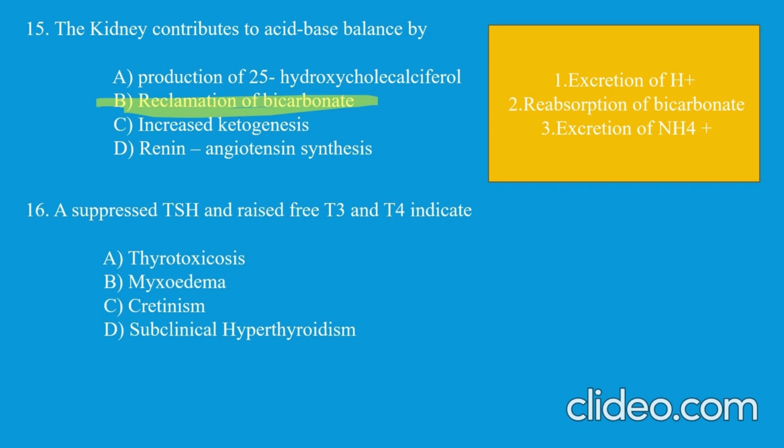Next question is suppressed TSH and raised T3 and T4 indicates. You can see in the options that myxedema and cretinism are hypothyroidism, and hypothyroidism means decrease in T3 and T4 plus increase in TSH. So these two options are excluded. Now the next two options, that is subclinical hyperthyroidism and thyrotoxicosis. Both have hyperthyroidism, but the main difference is that in subclinical hyperthyroidism there is a decrease in TSH, but there will be normal free T3 and T4, right? While in thyrotoxicosis you can see there is raised free T3 and T4 and suppressed TSH, right?